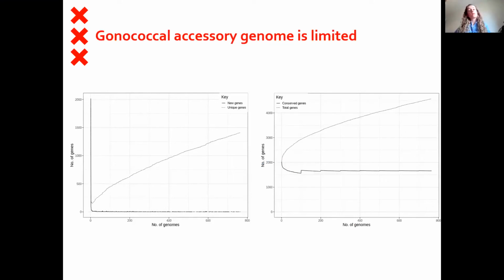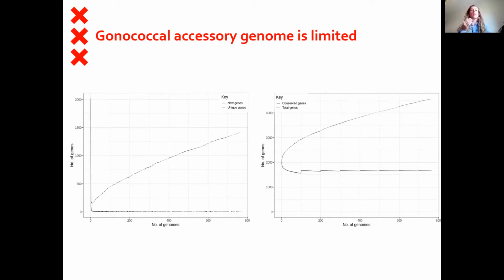One very nice feature of Roary also is that it gives pangenome plots, which I'm showing here as the first result. So the plots show the number of genes versus the number of genomes added to, or given to, the tool, and the straight line shows the number of new or conserved genes, conserved in the right plot, and the dashed line shows the number of unique genes or total genes.